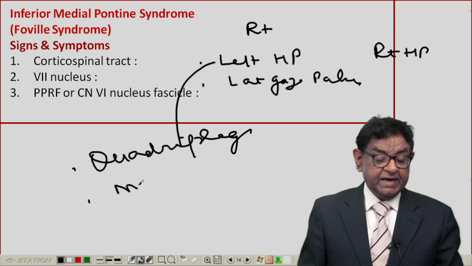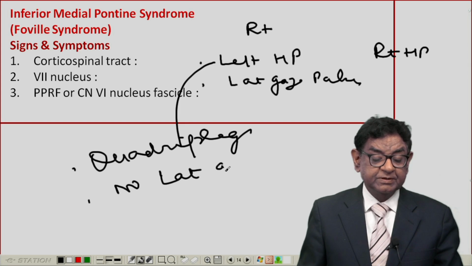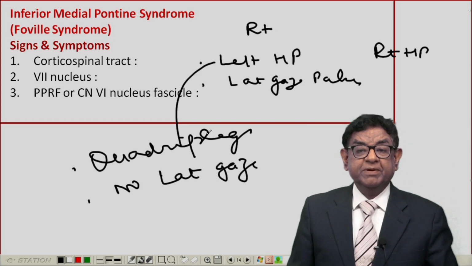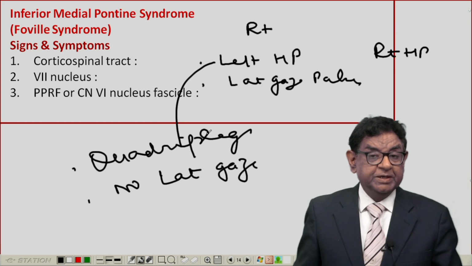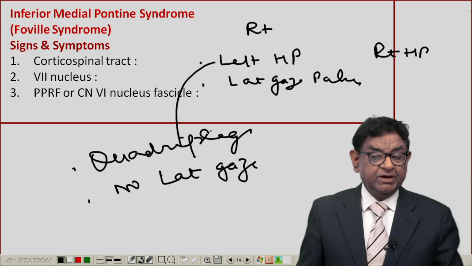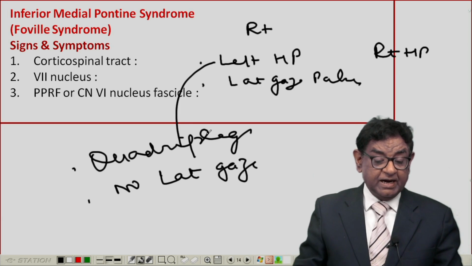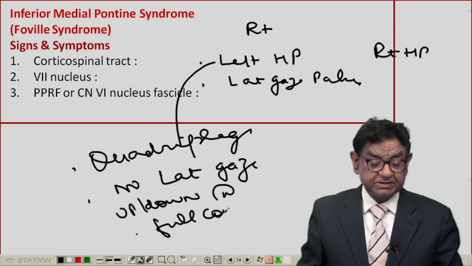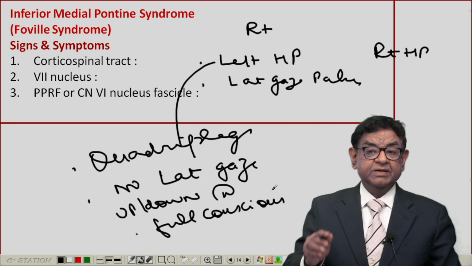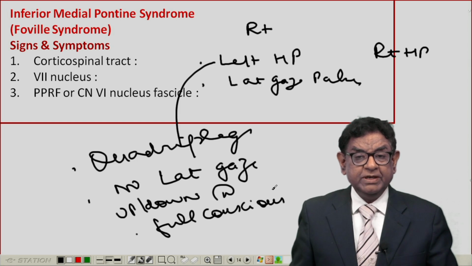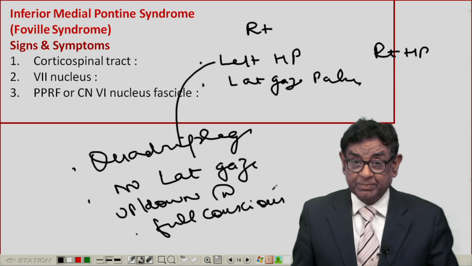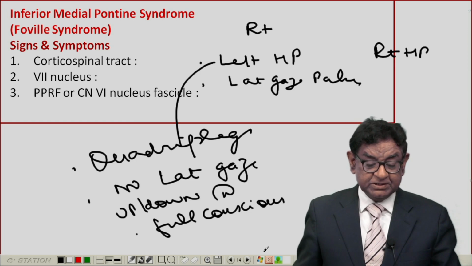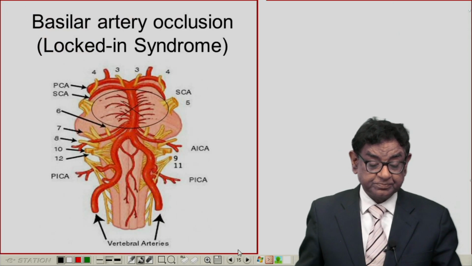There is no lateral gaze. Because of quadriplegia, he cannot move at all. Because of lateral gaze palsy, he cannot look right and left. But vertical upward, up, down movement will be normal. And the patient will be fully conscious. He is conscious and totally paralyzed, and the only movement possible is vertical gaze. This is known as locked-in syndrome.